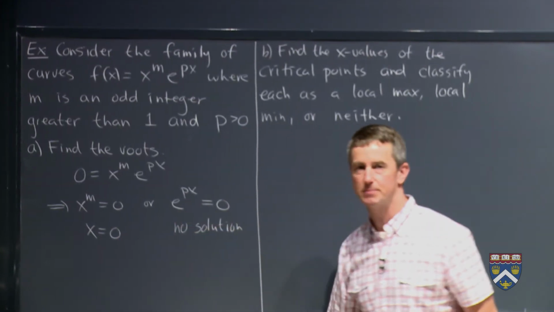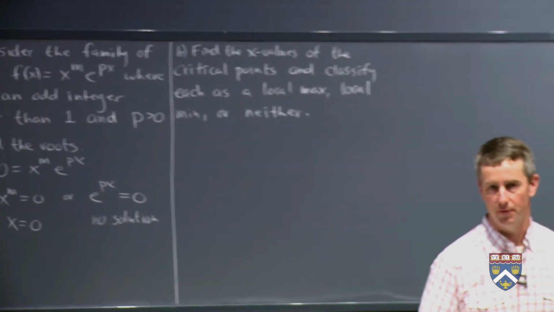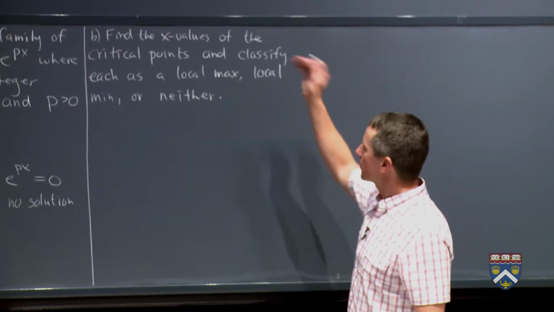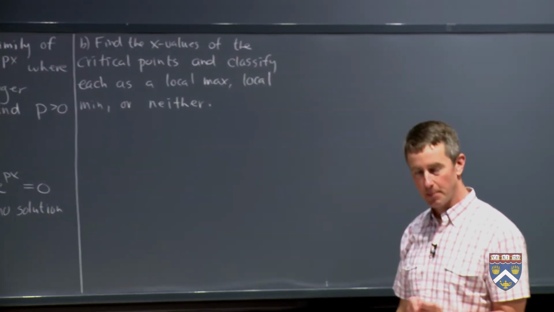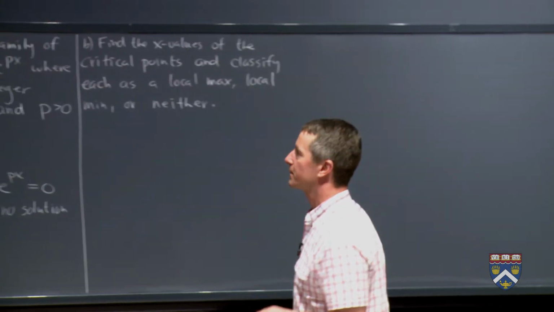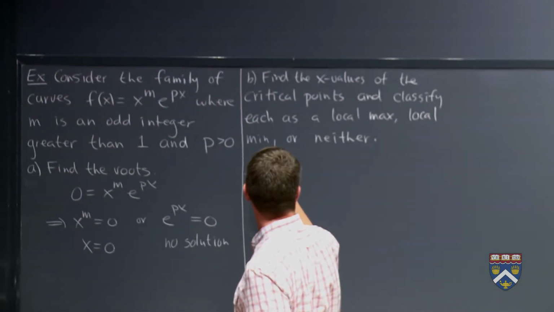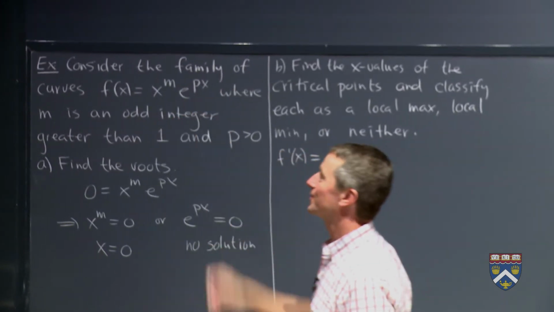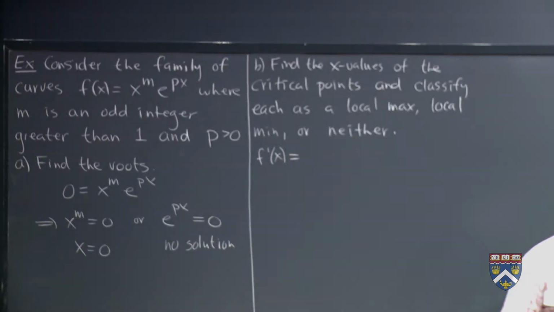e to the px is always positive. This is going to be something useful for us in the rest of the problem. Let's find the x values of the critical points and then decide if each one is a max, a min, or neither. So for that, we've got to take the derivative. And we can't forget all our normal derivative rules here.